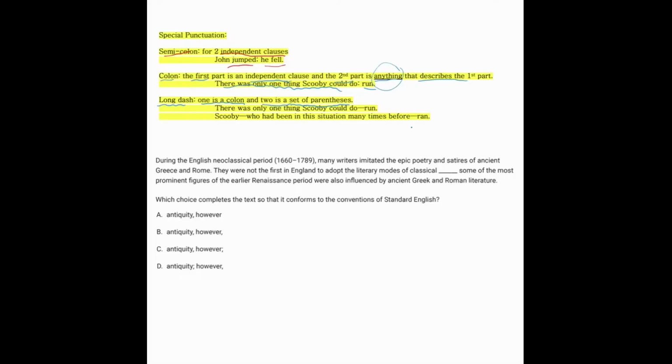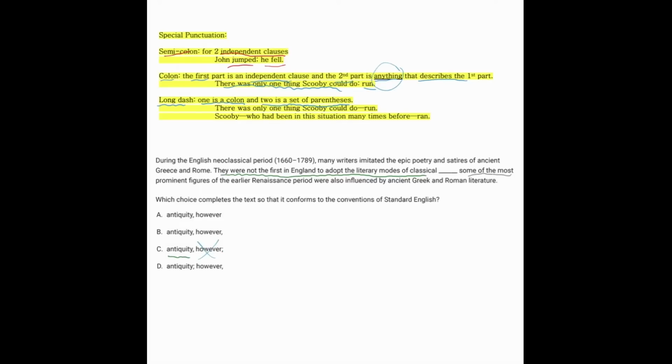So looking at this sentence, we're seeing they were not the first to adopt the literary modes of classical antiquity; however, right here we have a little modifier, however. We kind of read those as if they're invisible, but we have a semicolon separating apart the next clause.